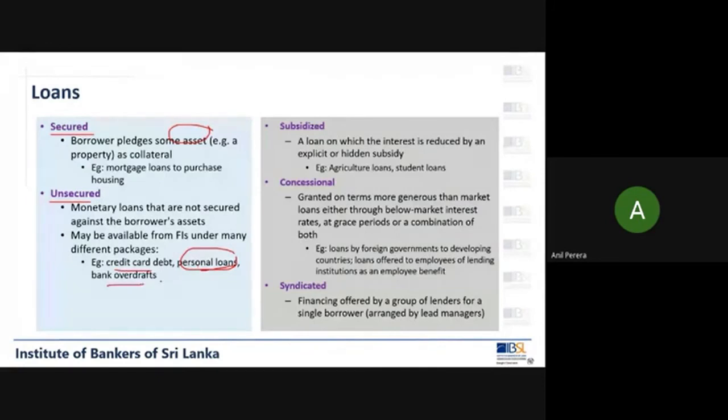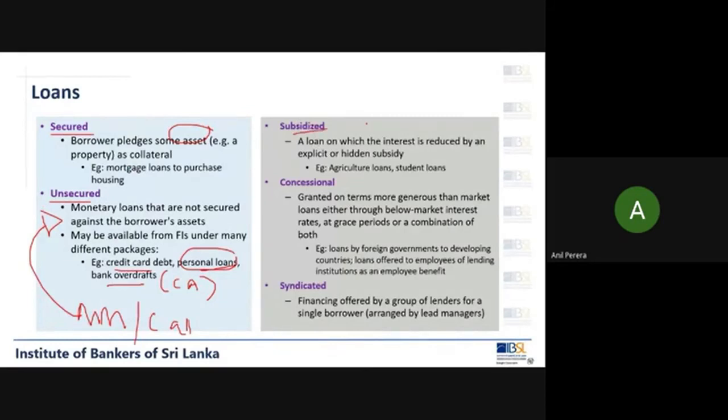ODs using current accounts, they are also unsecured loans. When you take an unsecured overdraft, there's nothing as a backing by a collateral. Now, in the previous session, I told you these money market loans in the call market, they are also unsecured loans. I told you there's no security in the money market. And there are some other types of loans as well.